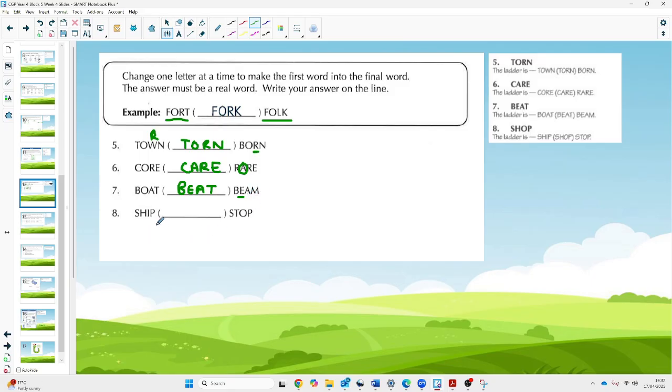And the final one, we've got ship and then stop. Now you'll see here the I eventually turns into an O. So if we change it here, we've got shop, which becomes stop.